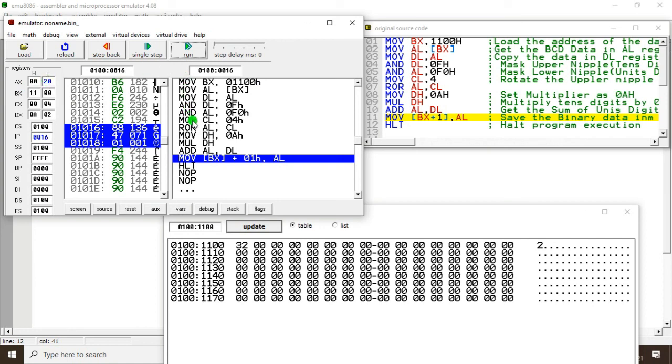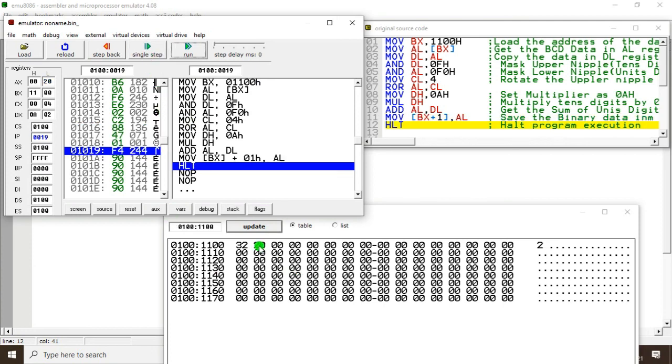After that, this AL register value is moved into the particular memory location. The memory location address is BX plus 1. That means 1100 plus 1. This is equal to 1101. This memory location, look here. This is the 1101 memory location. Now we are going to execute. The result value becomes 20.